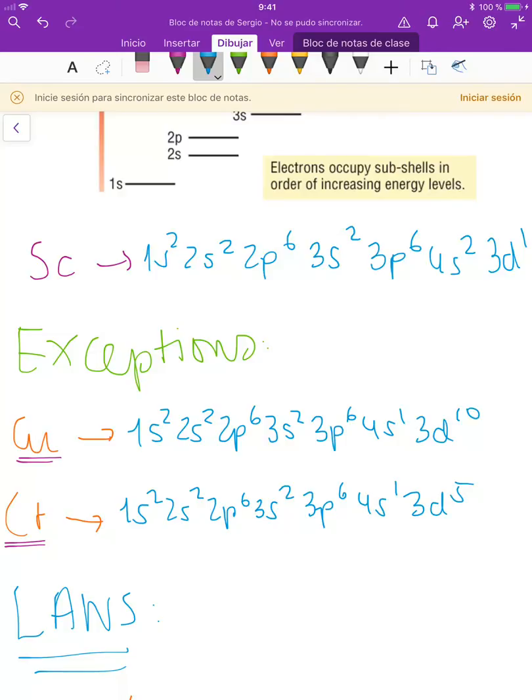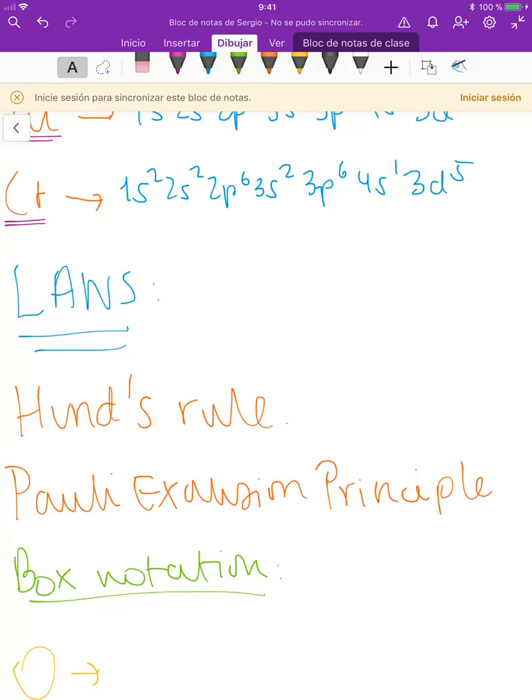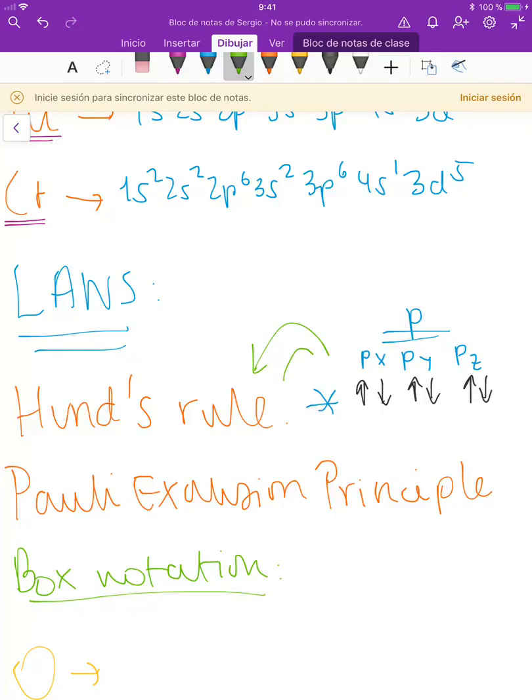Okay, so now we have to talk about the different laws that occur when we fill in electrons in energy levels. First is Hund's rule, which basically states that electrons will occupy the orbital singly before pairing up. So we have p orbital, we have px, py, and pz. First of all, they'll fill in one from each orbital, and then they'll start pairing up. This is known as Hund's rule.